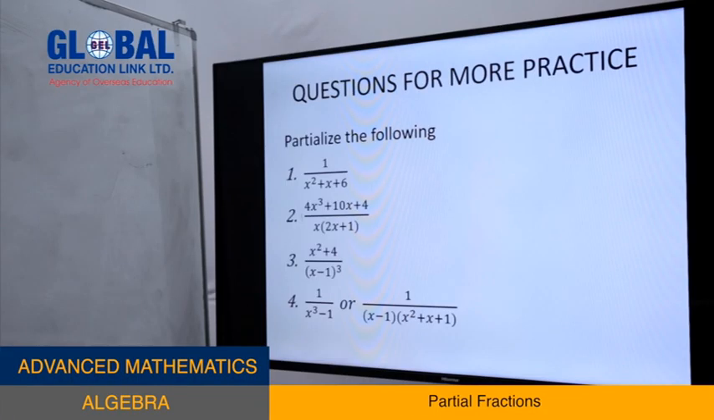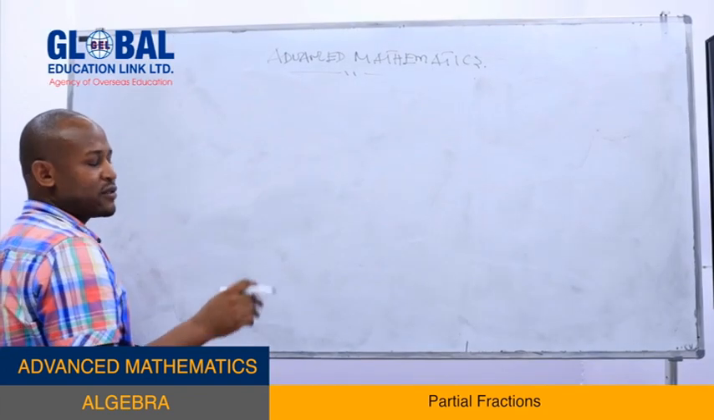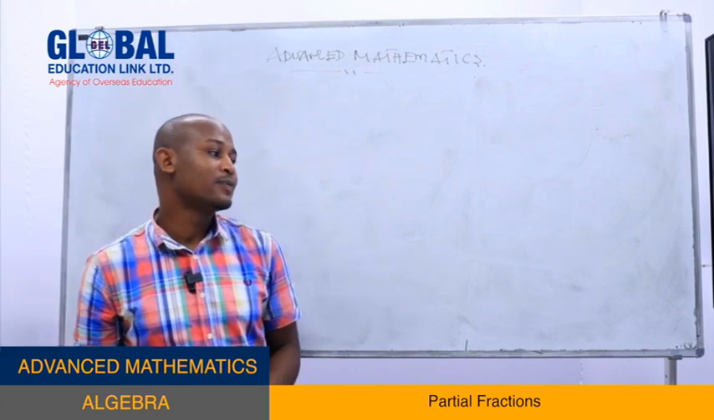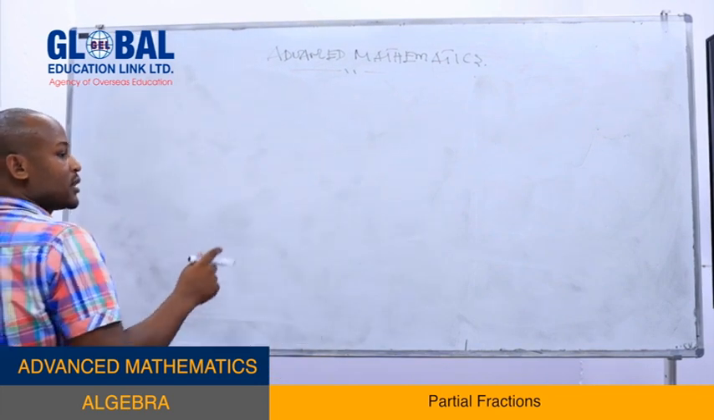Let's solve one example from this question for more practice. I'll help you with one example. Now let me solve the fourth one. And why do I solve the fourth one? I solve the fourth one because it has characteristics that we have skipped somewhere there.